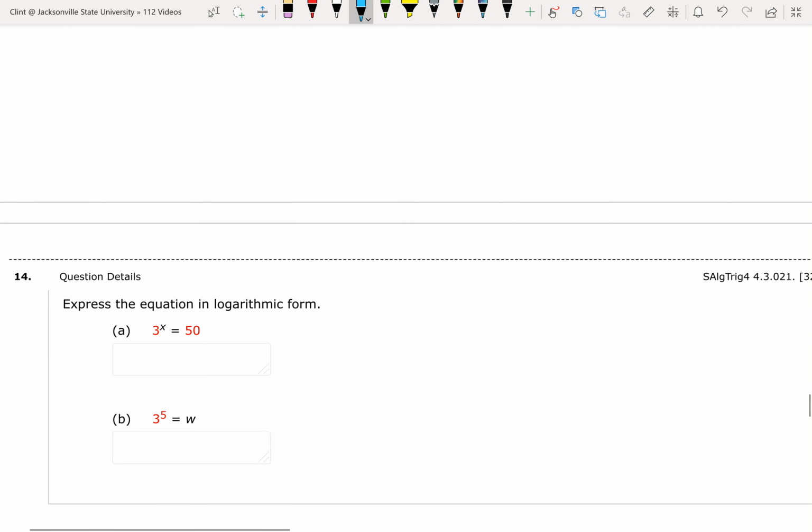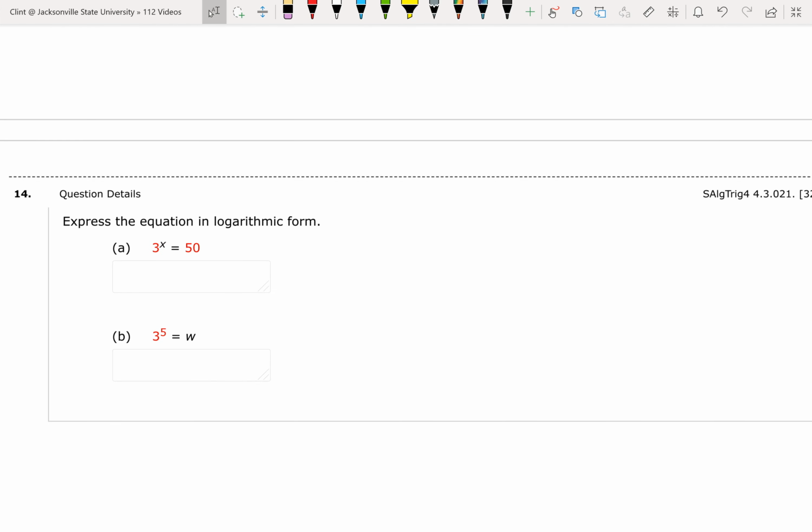14, we're just going the other direction. So here I'm going to look at my big number, my base. I know I'm going to need log base 3 of this, the 50, and equals x, that's my exponent.